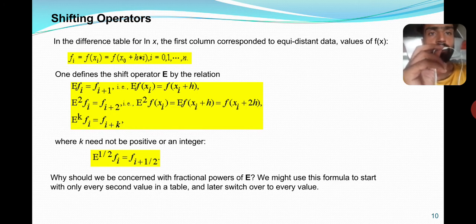E f_i equals f_(i+1), that is, E f(x_i) equals f(x_i + h). E^2 f_i equals f_(i+2), E^2 f(x_i) equals f(x_i + 2h). E^k f_i equals f_(i+k), where k need not be a positive integer. E^(1/2) f_i equals f_(i+1/2).